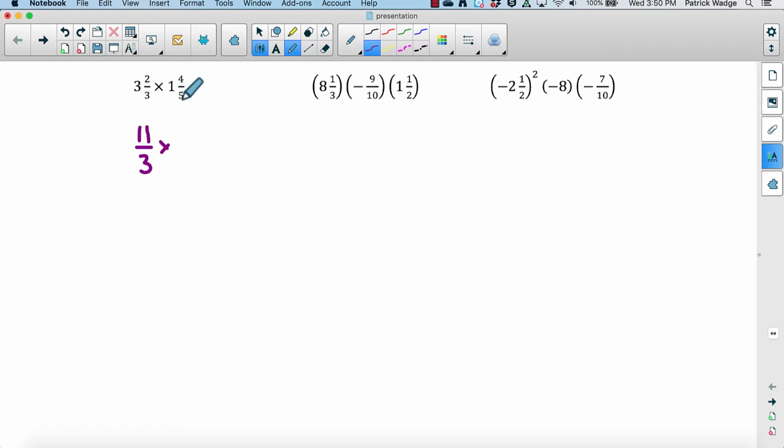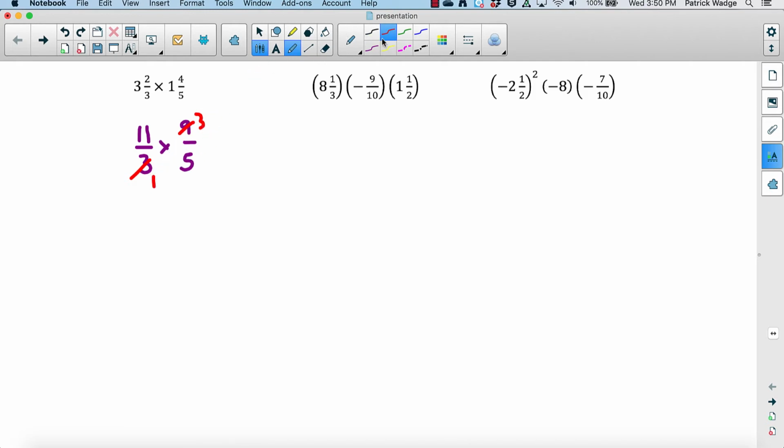1 times 5 is 5, plus 4 is 9, so it's 9 over 5. Okay, and we look to see if we can do any ninja slicing. One number on the top, one number on the bottom. Only ones we can do are the 3 and the 9. Divide them both by 3. 9 divided by 3 is 3. 3 divided by 3 is 1.